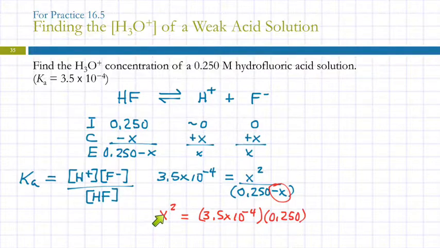And then we don't want X squared, we want X. So to get rid of that, I'm going to take the square root. So this is something that's relatively easy to do. It doesn't require a solver. And so I come up with X equals 0.0094.